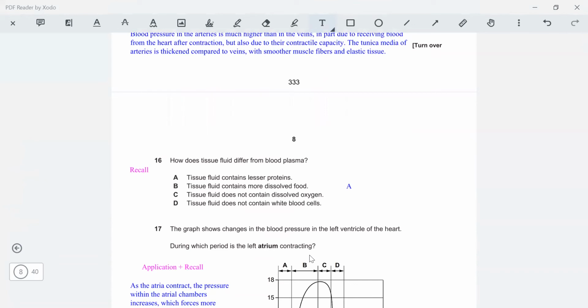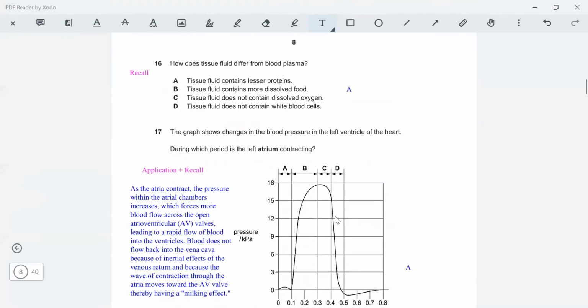Let's move on. Question 16, pure recall question. How does tissue fluid differ from blood plasma? Just remember the differences between the two and remember the components of proteins, food, oxygen, and white blood cells in both, and you should be able to deduce that it's A.